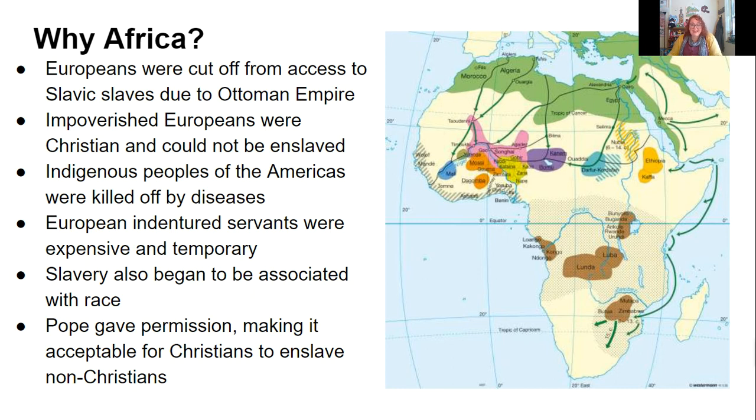So slavery began to be associated with race. I had you all look at the Las Castas for a reason before we talked about slavery, because slavery has to do with race. This is where we really start to see the introduction of the superiority complex between white Europeans and people of color. The Pope gave them permission to do this.